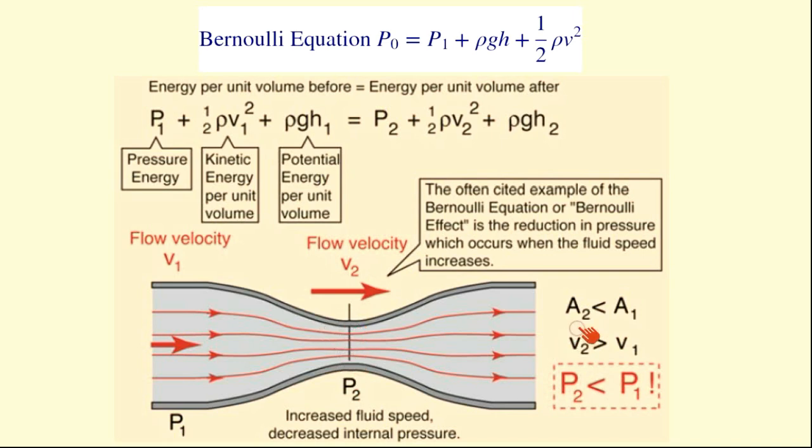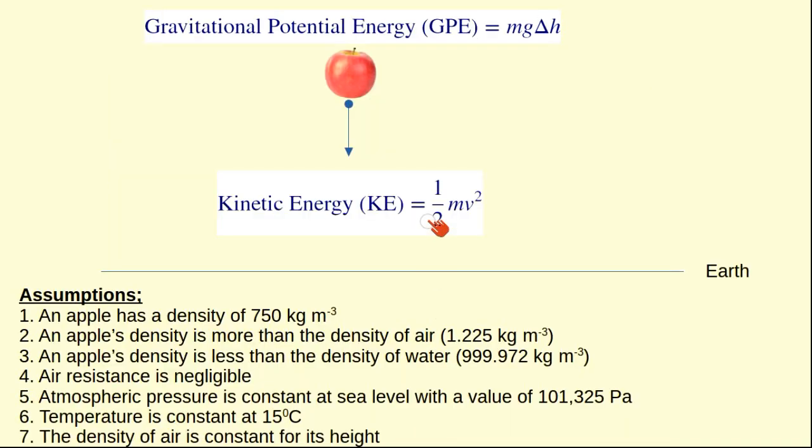Then you've got this narrowing here, a smaller area, so A2 is less than A1, the velocity here is greater than V1, so the pressure here is lower. And that's why aircraft can fly, because it's all down to the shape of the wings. So it's just an interesting factor there, but let's get into it.